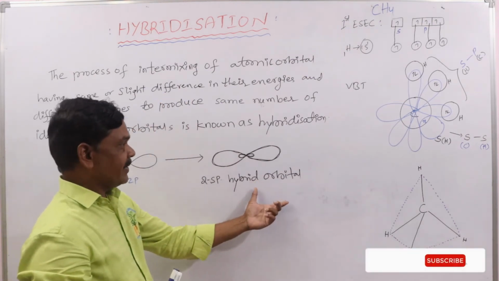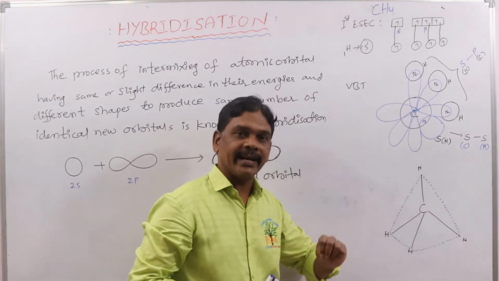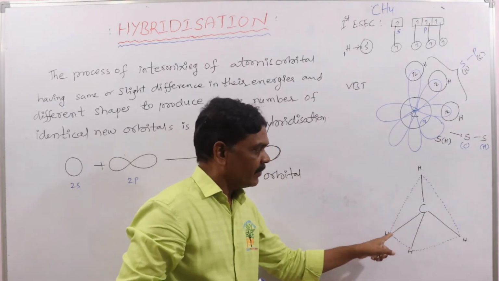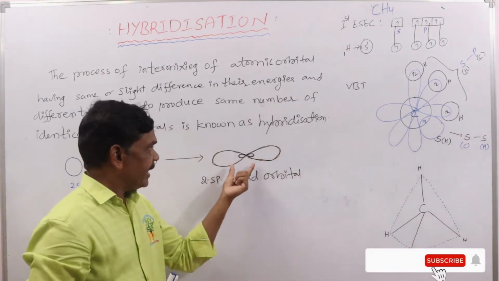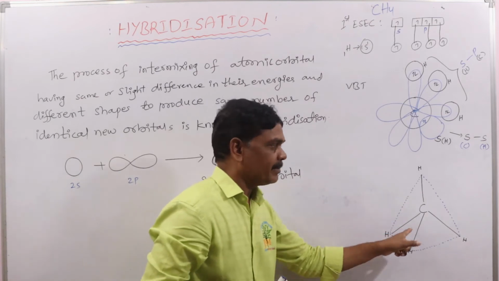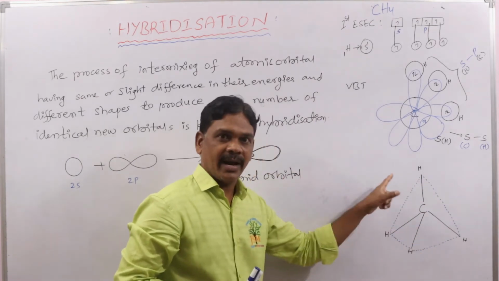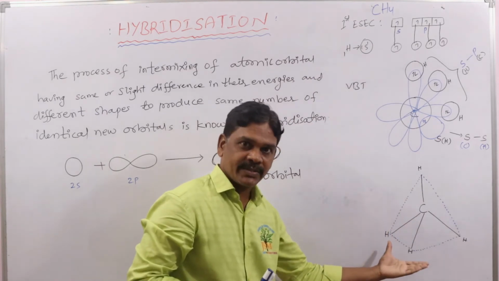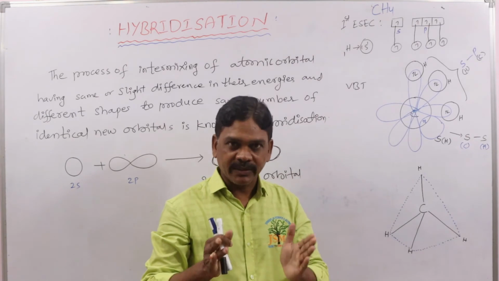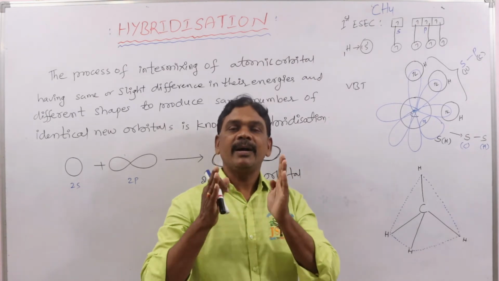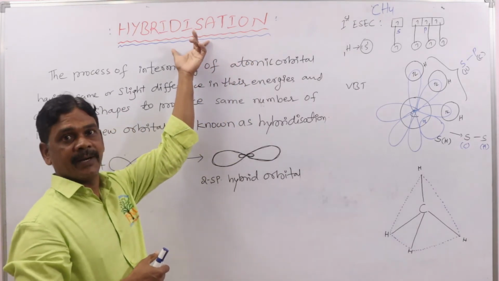In case of methane, we are getting 4 identical orbitals, so all these 4 bonds are identical. Okay? If we get identical orbitals, the bonds formed are also identical. So this is the process taking place in the formation of a molecule. This is the process of formation of a molecule by using hybridization.